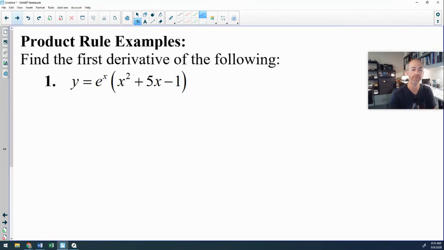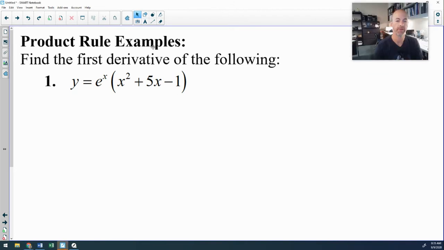So let's do a few examples, and we're going to find the first derivatives of these first three problems. So if we have y equals e to the x times all this stuff, I'm looking at that. E to the x is my first function. I cannot clean that up. If I have two different types of functions, then I'm going to be forced into the product rule.